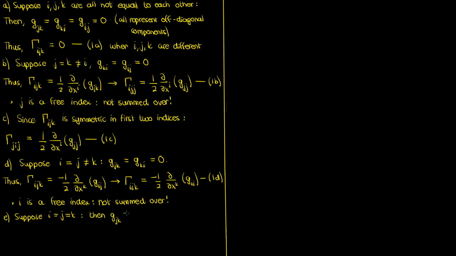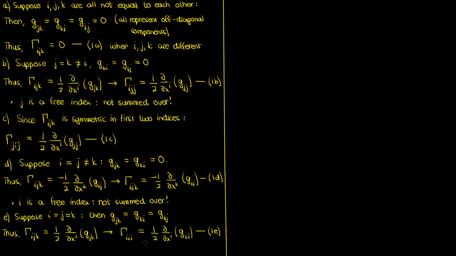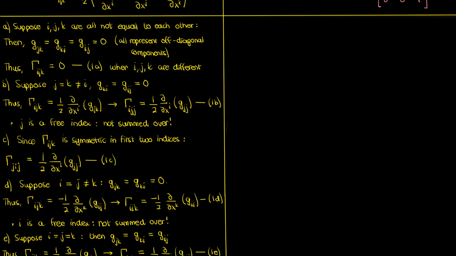When that happens, all the metric tensor components in the equation for the first kind Christoffel symbol are equal but non-zero, which means that gamma sub ijk becomes the following. And since i, j, and k are all equal, we can just write them all as the same index i. Again, i is just a free index here. And I'll call this equation 1e.